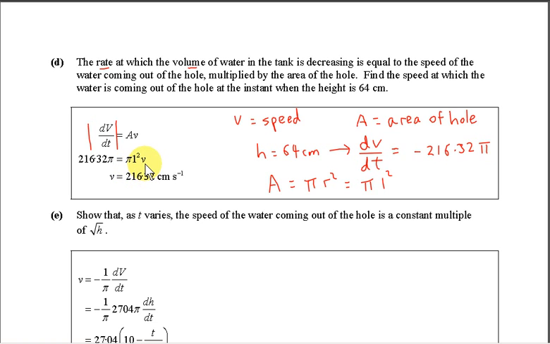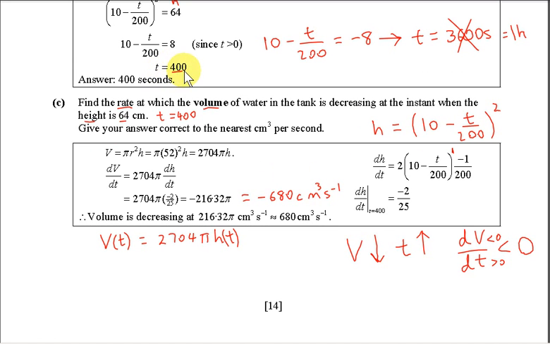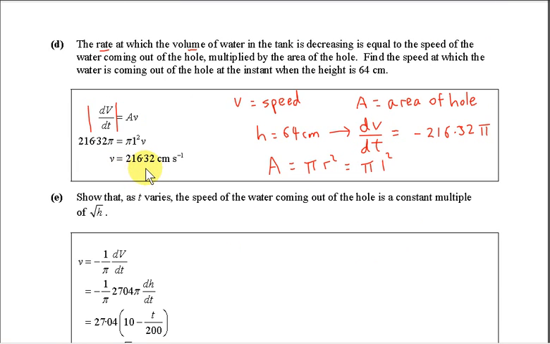And v is the speed of the water at this particular time. Time when h is 64, actually. As a matter of fact, we know the time from the previous part. We know that the time is 400 seconds, but that's not too relevant here. So we just divide across to get v. We get 216.32 centimeters per second.